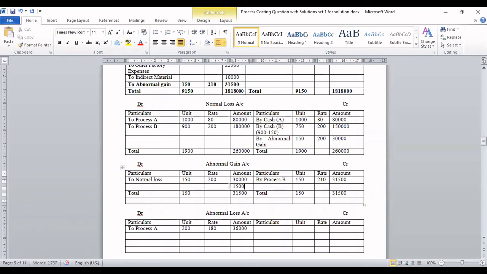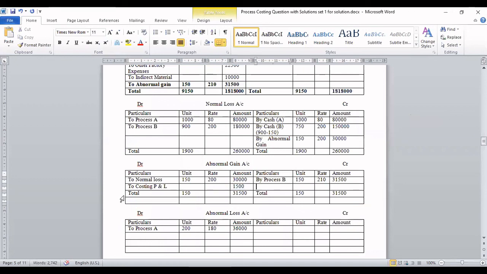You know why? Because this product is now of good quality, so I cannot sell it at scrap value. I lost the opportunity of selling this quantity at scrap value. Yes or no? That is why the actual profit is only 1,500. That will transfer to which account? Costing P&L.